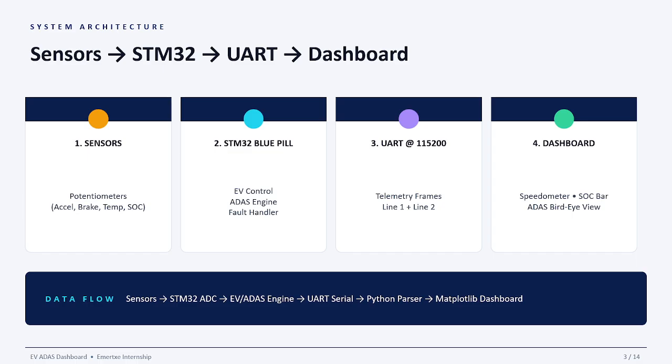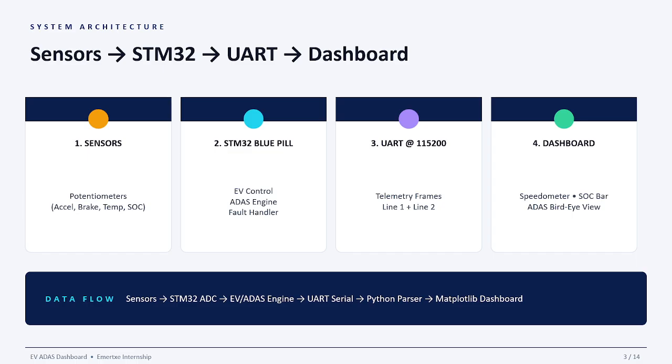The second stage is the STM32 Blue Pill microcontroller. This is the brain of the system. It reads all sensor values through ADC and GPIO pins. It runs different software modules such as the EV control, ADAS engine, and fault handler. The EV control module calculates speed, motor torque, battery consumption, regenerative braking, and vehicle range. The ADAS engine continuously checks obstacle distance and determines whether collision warning or blind spot alerts should be generated. The fault handler monitors abnormal conditions like motor overheating, low battery, sensor failure, or communication failure.